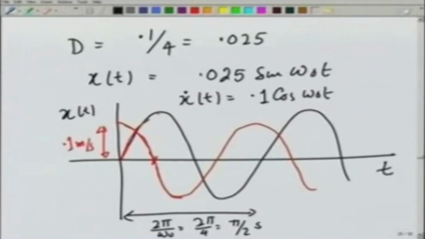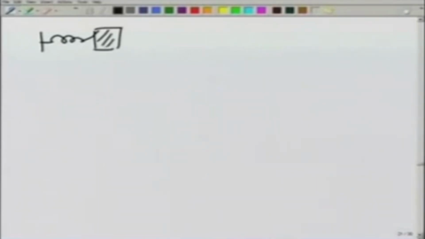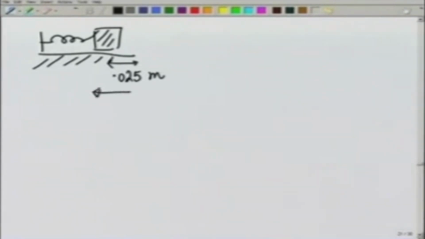To get more familiar with such things, let me take a third example where I take the same system and displace it by some distance, let us say 0.025 meters, and give it a velocity initially in the negative direction of, let us say, 0.05 meters per second.